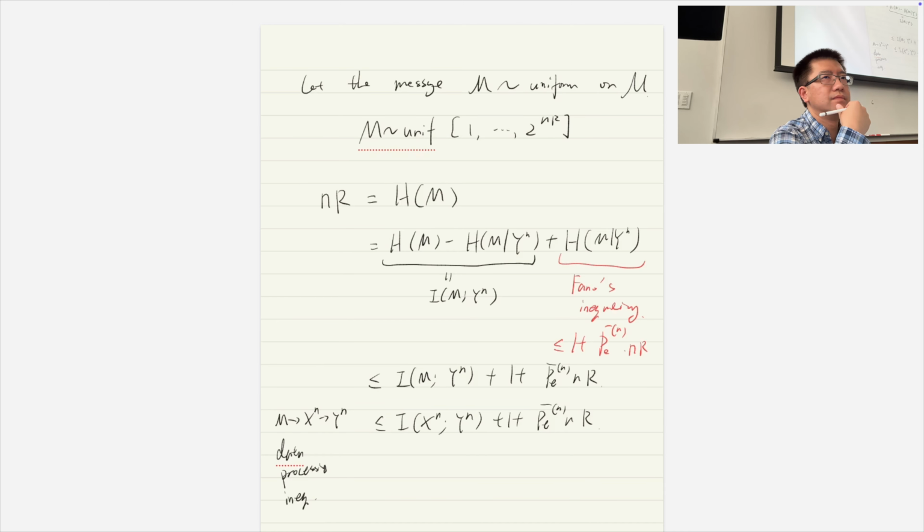Are we done? Now we have mutual information. So what is the problem now? What we want is the mutual information between X and Y, but now it's X^n and Y^n. So we need to deal with that. How can we deal with that?